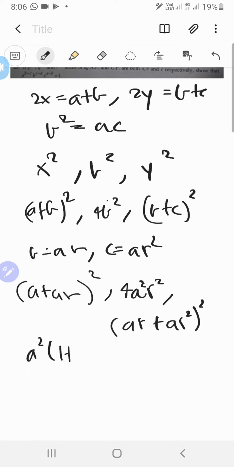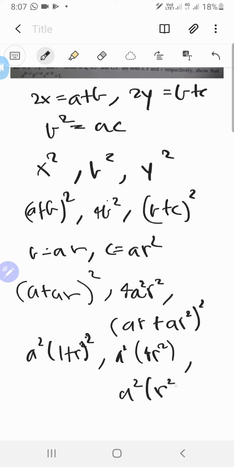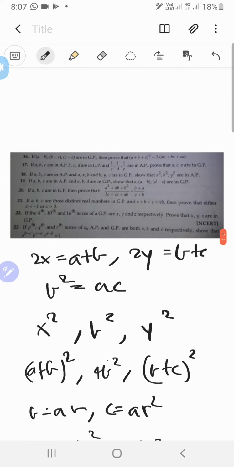a squared into 1 plus r squared, 1 plus r whole squared, and then, this is taking forever, and then 4, okay, so a squared into 4r squared, and then a squared into r squared, into 1 plus r squared. Well, maybe I should write it differently. Maybe I should write it as 1 plus 2r plus 2r squared. This is 2r plus r squared. I don't know. This is not working.